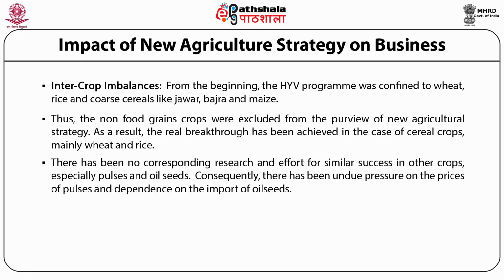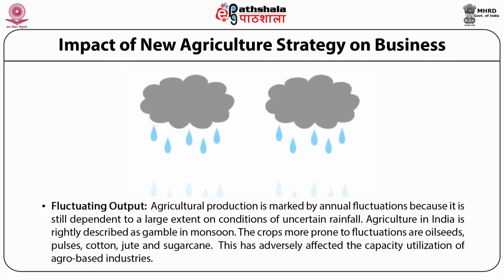So we can see that this new agriculture policy has led to a cropping pattern which has created imbalances in the Indian agriculture sector. Another important effect is the fluctuating output. Agriculture production is marked by annual fluctuations because it is still dependent to a large extent on the conditions of uncertain rainfall. Agriculture in India is rightly described as a gamble in monsoon. The crops more prone to fluctuations are oilseeds, pulses, cotton, jute, and sugarcane. This has adversely affected the capacity utilization of agro-based industries.